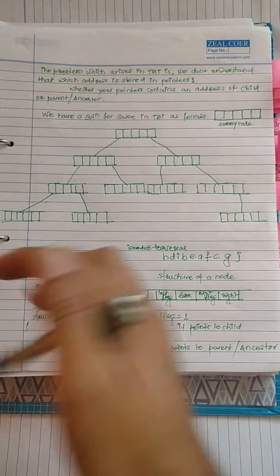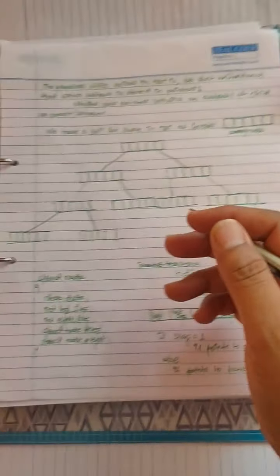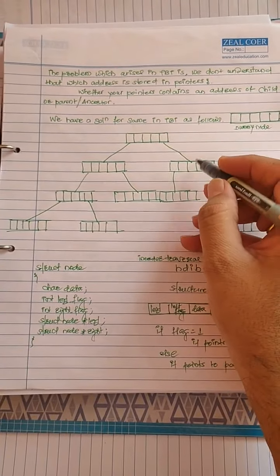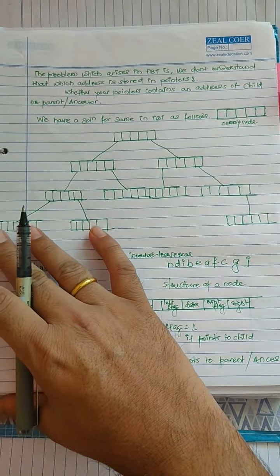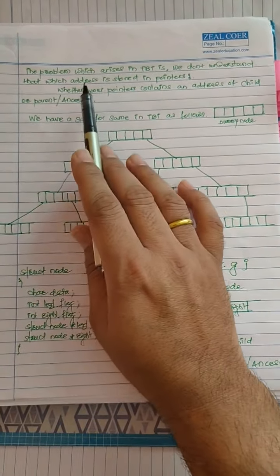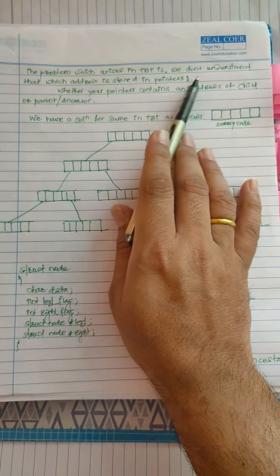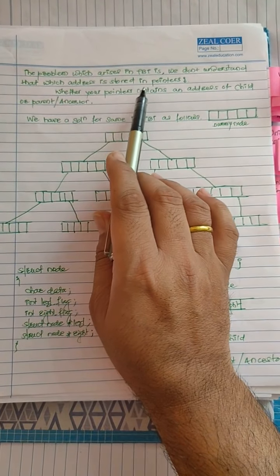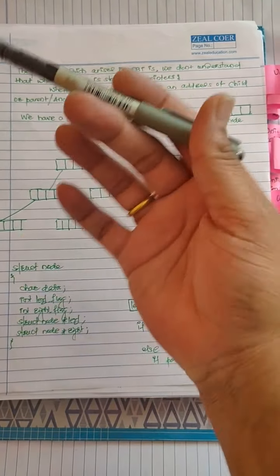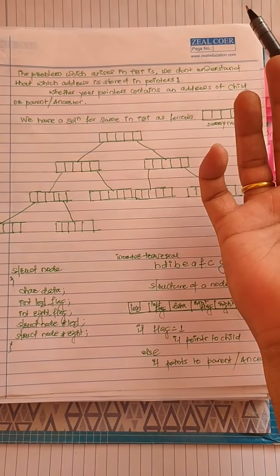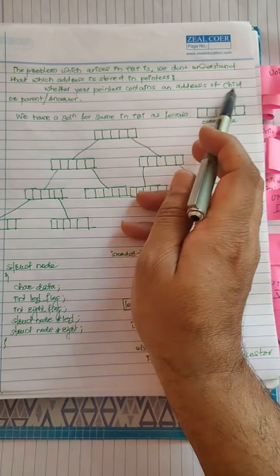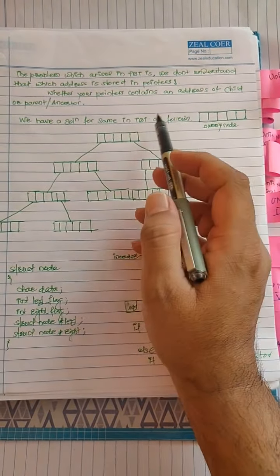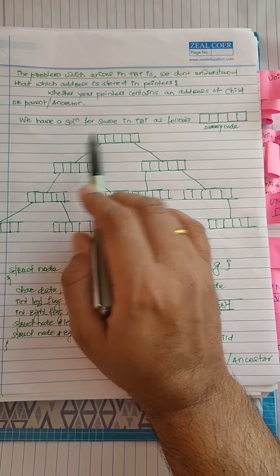So what is the solution for it? Now we have a solution in the threaded binary tree for the same. Before that, let's have an overlook of it. As I told you, the problem which arises in TBT is that I don't know whether the address stored by a pointer is a child address or the parent address or ancestor address.